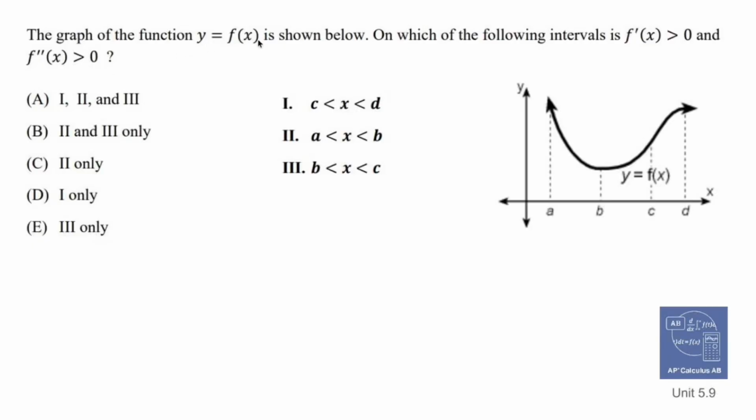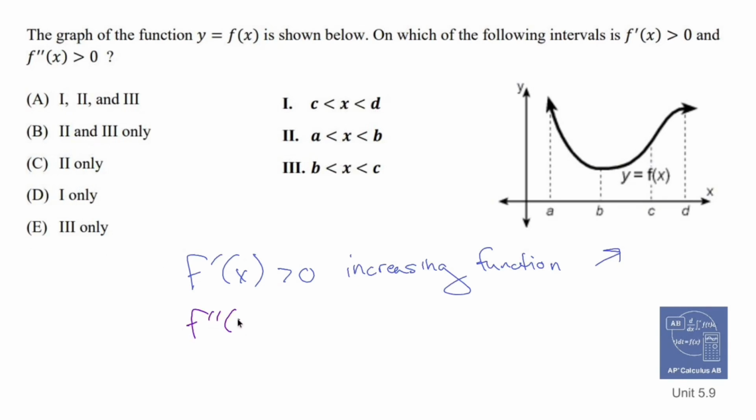The graph of the function y equals f of x is shown below. On which of the following intervals is f prime of x greater than 0 and f double prime of x greater than 0? If f prime of x is positive, that implies it is an increasing function. It doesn't matter what it looks like, as long as it's going up and to the right, it's increasing. If f double prime is greater than 0, that implies that it's concave up. So I need both. I need a part that's both concave up and increasing.